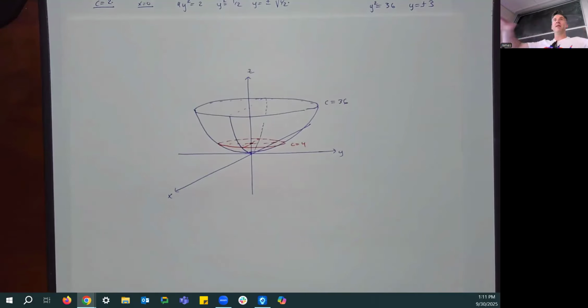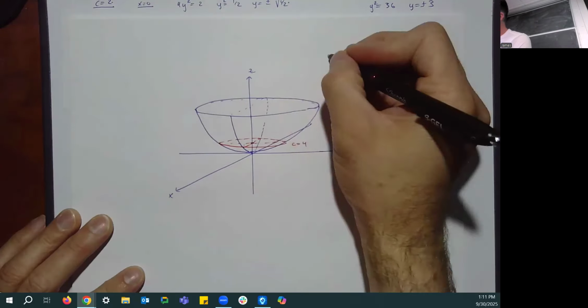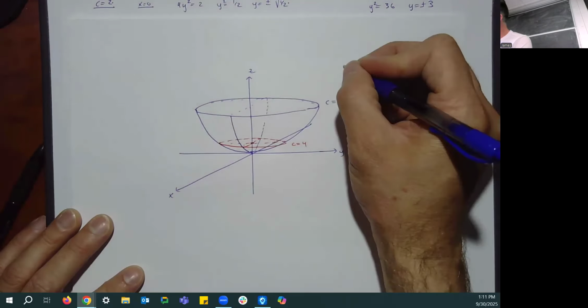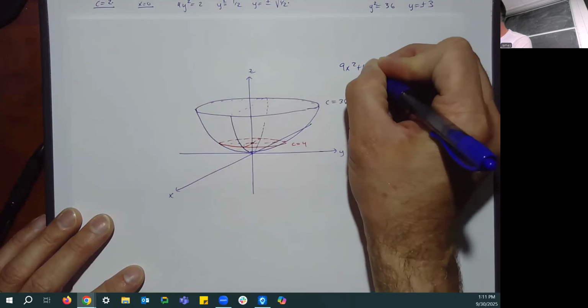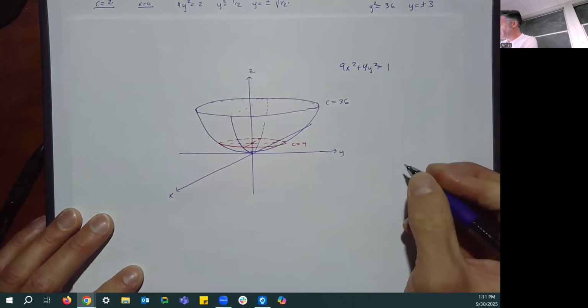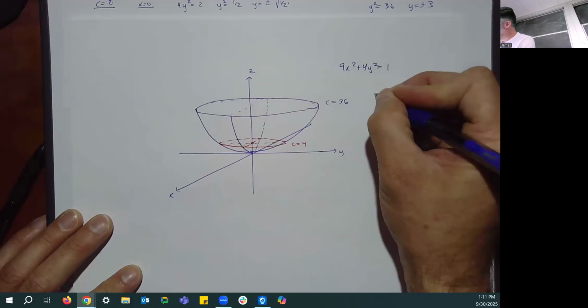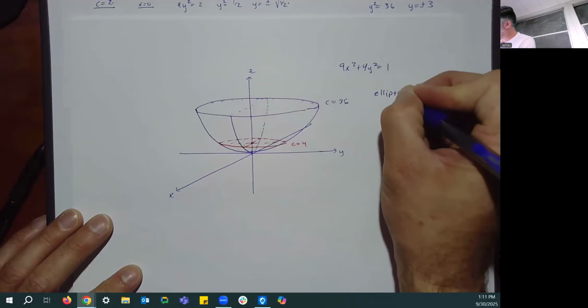Every time you slice this thing in a plane parallel to the xy plane, you get an ellipse that's wider and wider and wider as you go further up. This is the graph of the equation 9x squared plus 4y squared equal to 1. And it's an elliptical paraboloid.